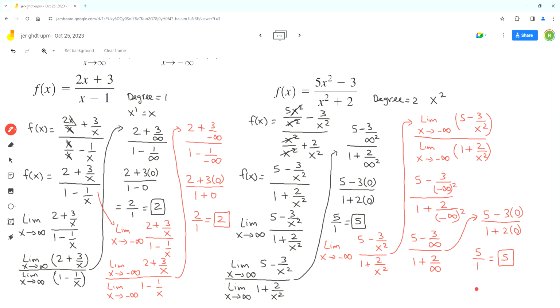So these are the steps you have to keep in mind to evaluate limits that approach positive and negative infinity for rational functions. So we should identify the degree of the denominator in the rational function and then divide each term in the numerator and the denominator by x raised to the degree of the denominator. And then we just apply the limit and evaluate it.